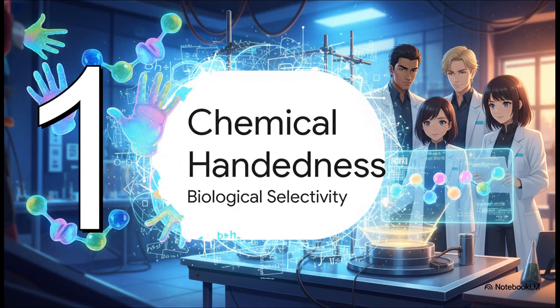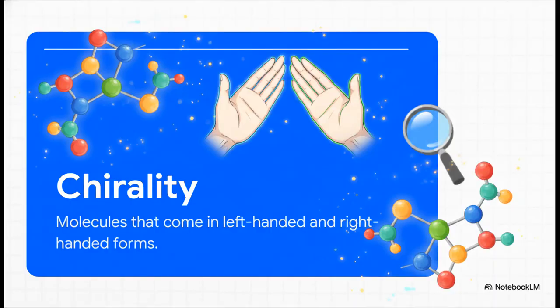All right, starting right off with Section 1, chemical handedness. So in chemistry, we have this concept called chirality, or chemical handedness. This basically refers to molecules that naturally exist in distinct left-handed and right-handed forms.